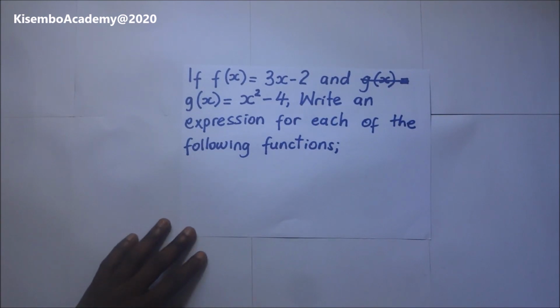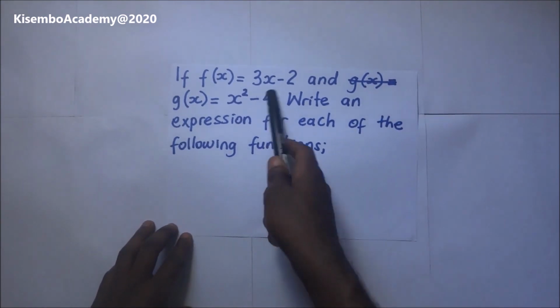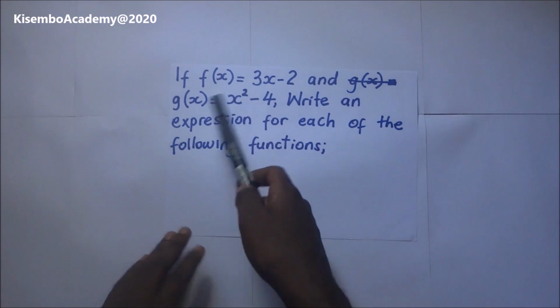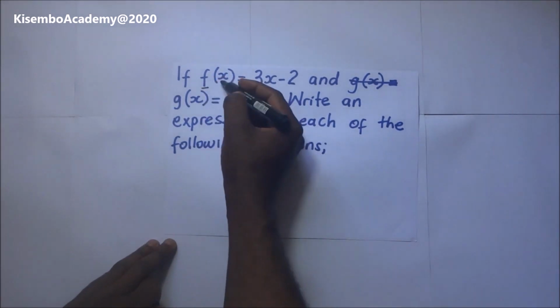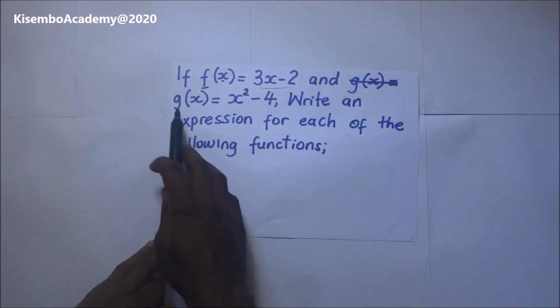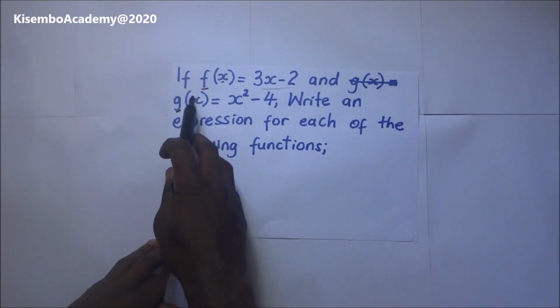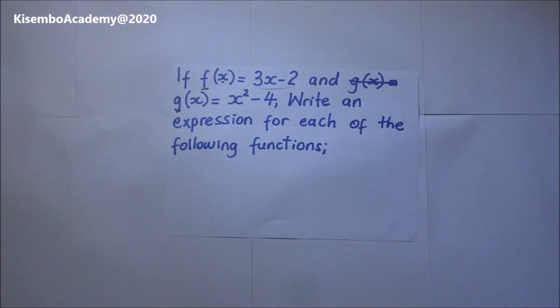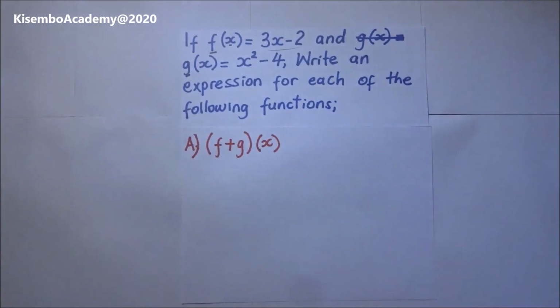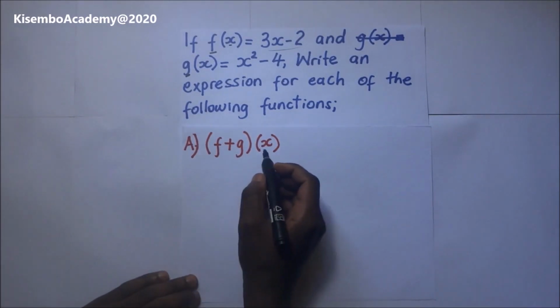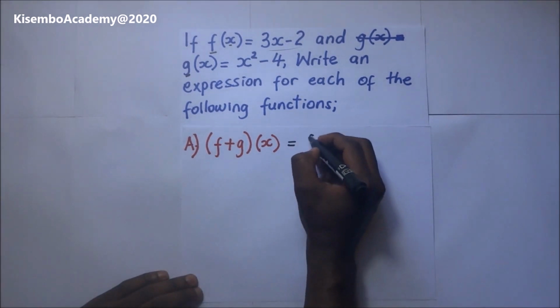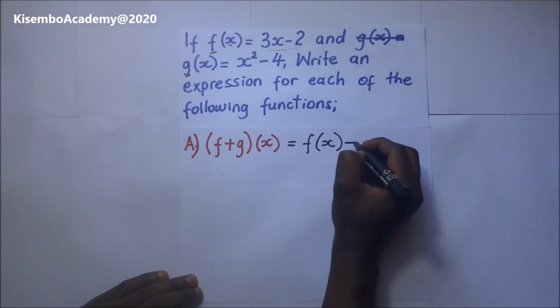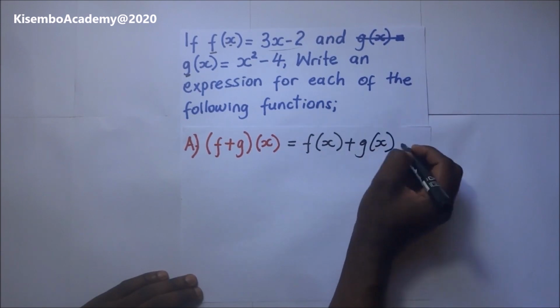So right here we have an example with numbers. If f of x is equal to 3x minus 2, that is a function f where x is the input. And then we have function g, where x still is the input, given by x squared minus 4. Write an expression for each of the following functions. Our first one, a, is f plus g. We are supposed to add them. Of course, f plus g of x is the same as saying f of x plus g of x.